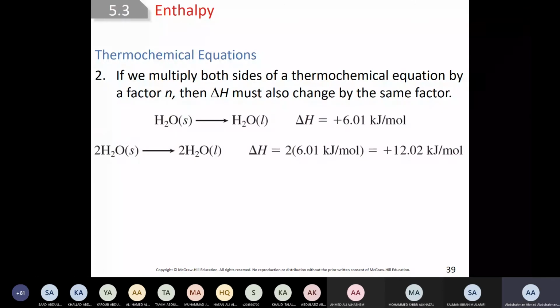Now, when we have a chemical reaction, any chemical reaction, look at this chemical reaction here. You have 2H2O solid goes to 2H2O liquid. Now, if you have ice and you want to make it liquid, do you need to put in energy or absorb energy, or will the energy come out? Absorb. We need to absorb.